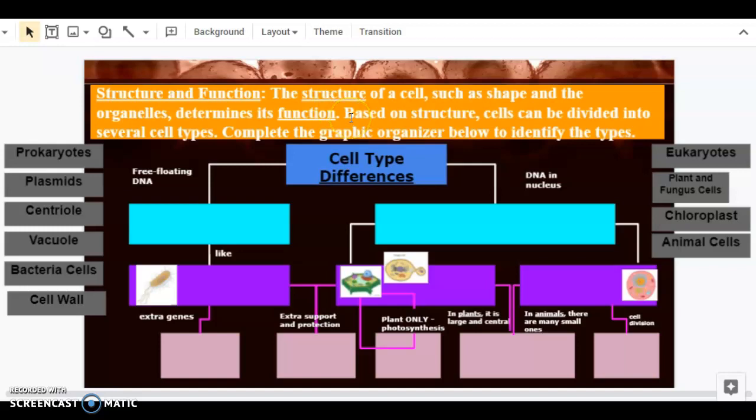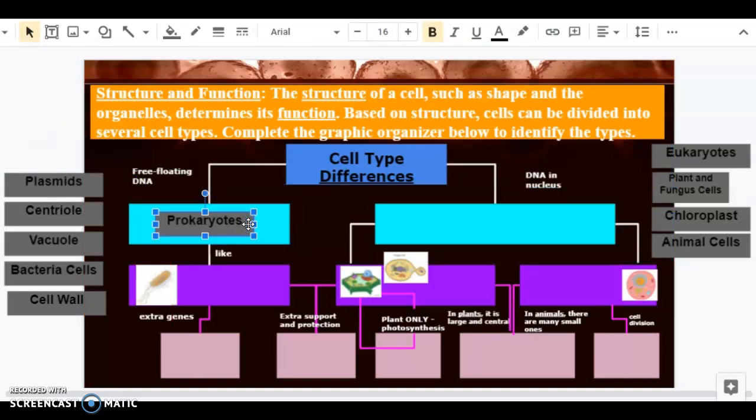Based on its structure, cells can be divided into several cell types, and we're going to look at those in this graphic organizer. We're going to start with the cell type that has free-floating DNA. Free-floating DNA means it's not in a nucleus. No nucleus is called a prokaryote. Bacteria cells, like the one pictured here, are prokaryotes.